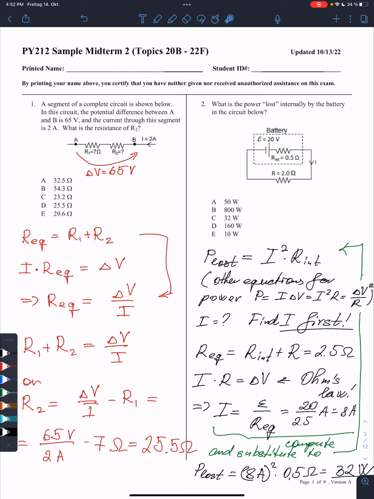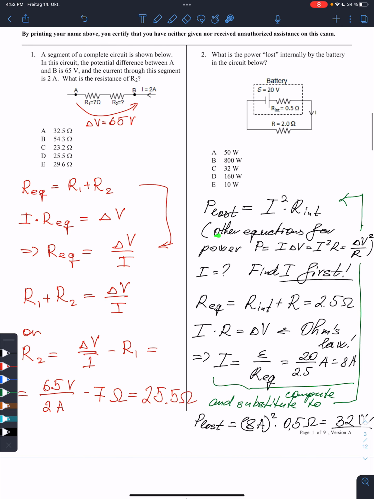Now here is problem number 2. We need to find the power lost internally by the battery in the circuit below. So here is the circuit. The lost power, P lost, is given by the current in the circuit squared times the internal resistance. This is the internal resistance.